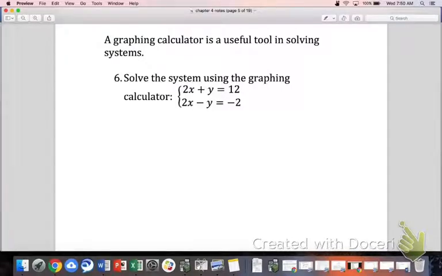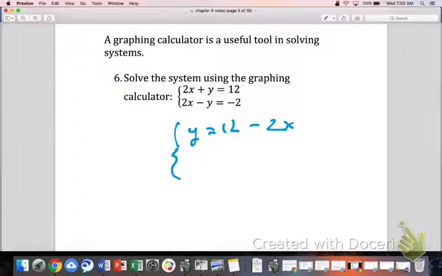In order to use the calculator, both of those lines need to be in slope-intercept form, and right now they're not, right? And so we need to put them in that form real quick. The first one is going to be super straightforward. It's going to be just subtracting the 2x over. Wouldn't it be y equals 12 minus 2x?